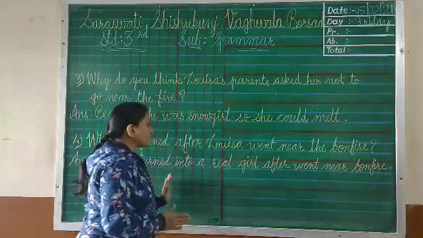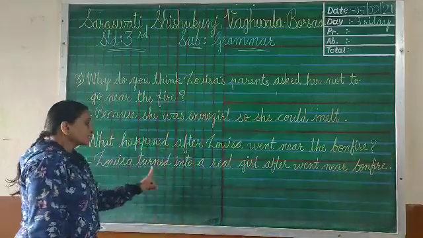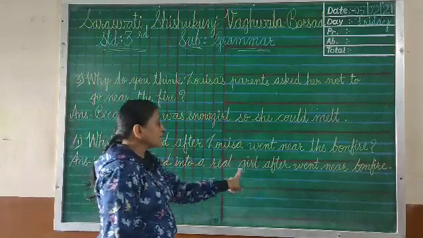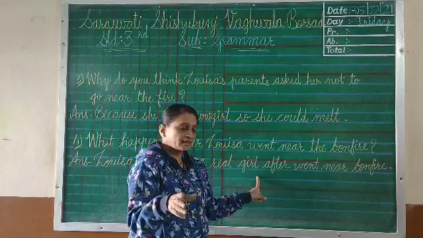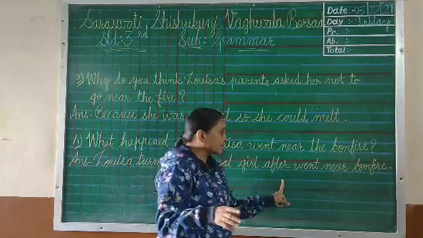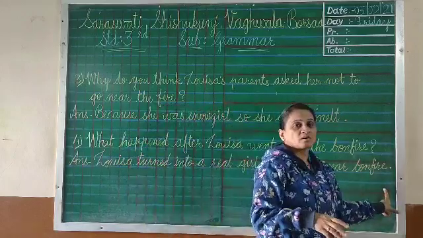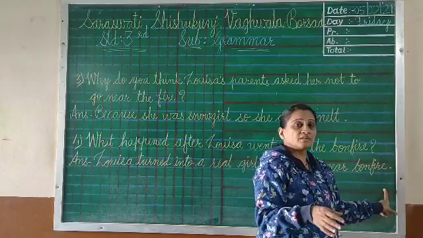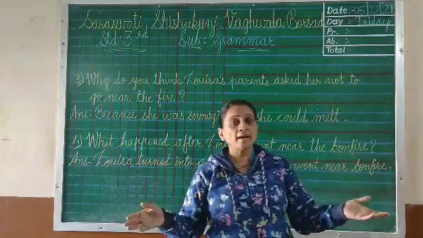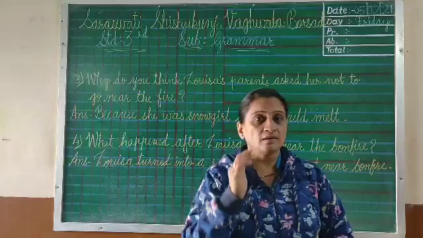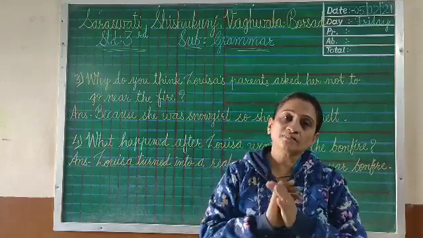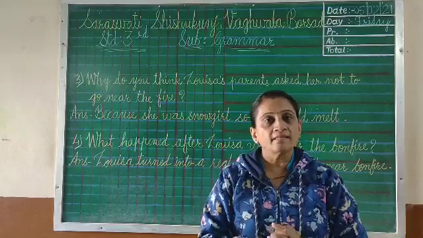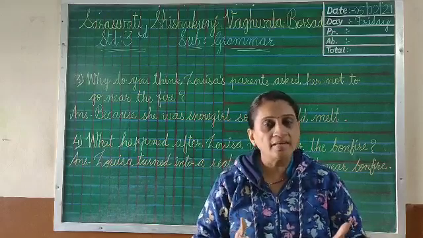So how will you write the answer? Louisa turned into a real girl. She turned into a real girl like you and me. Real girl after she went near the bonfire. Means when she went to the bonfire, she didn't melt, but she turned into a real, live girl. Okay, so it is a very good story of parents and a snow girl, right?